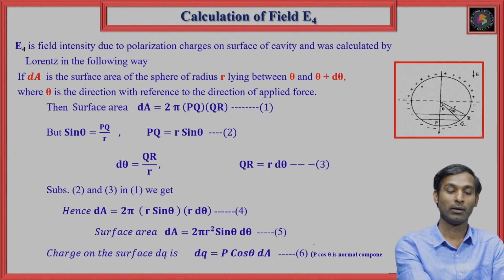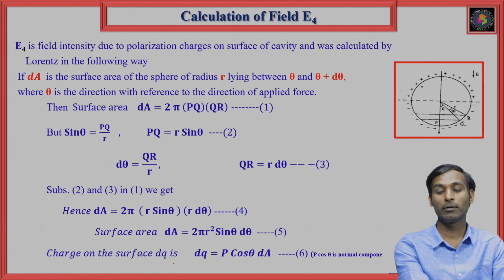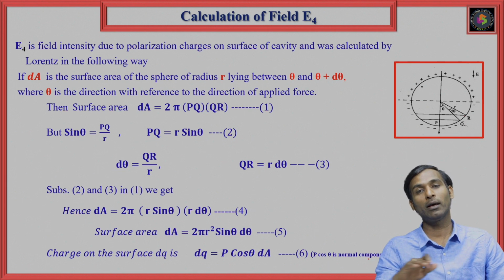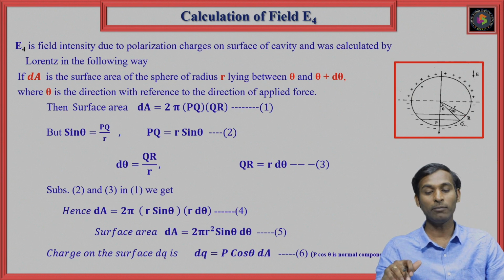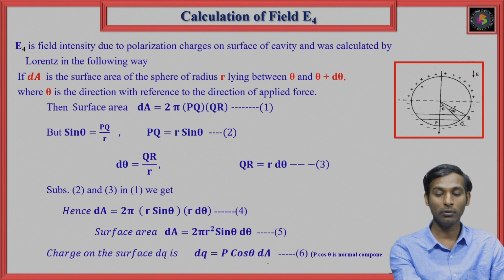After that, the charge on the surface. Define the dq, right? So the charge on the surface dq is equal to P cos theta into dA. That is, P cos theta is the normal component. We are taking the normal component of the area. That's why we are defining the cos theta term. That is P cos theta into dA. Give it equation number 6.